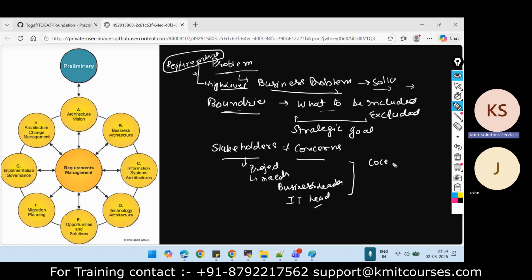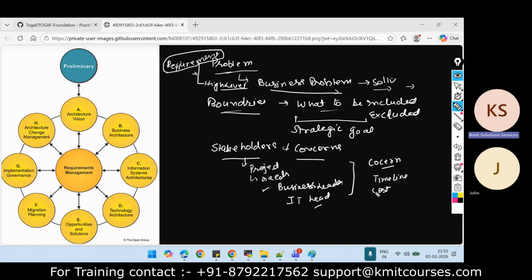Okay. Concern and need, these are two different things. Concern means when they are saying, okay, I need this functionality to be there, but what will be the timeline? So timeline is a concern. Cost is a concern, right? So you need to identify the concerns also in this phase.